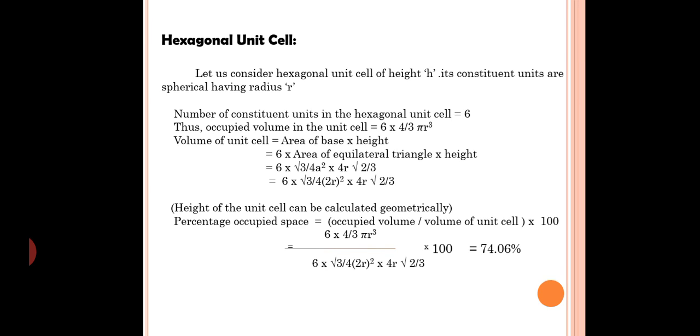So the percentage of space occupied will be the volume occupied, that is 6 into 4/3 pi r cube, divided by the volume of the unit cell, which I said is 6 into root 3 by 4 (2r) square into 4r into root of 2 by 3. You will get a fraction. If you want to convert it into a percentage, you need to multiply by 100, and you will get 74.06%. Similarly for FCC. For that reason we say FCC and HCP are both the same, but the calculation is different here.